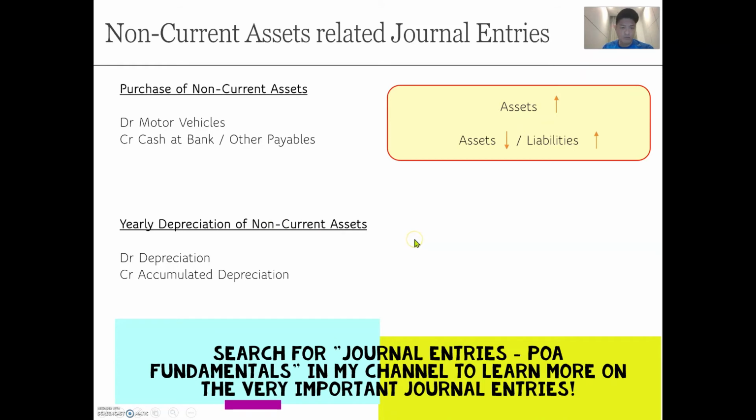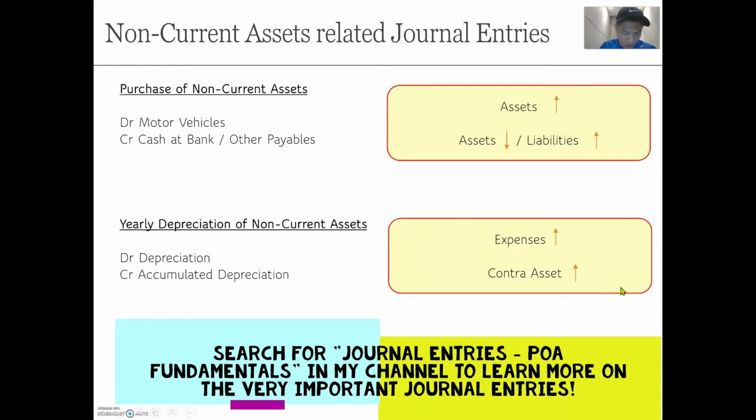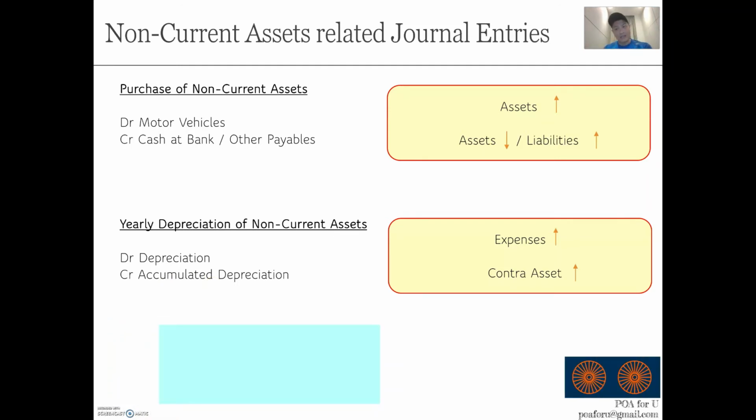Now, yearly depreciation charge on non-current asset. This is key. You need to remember that. This one is debit depreciation, credit accumulated depreciation. Depreciation is always an expense. So if an expense goes up, you debit it because it's debit in nature. Accumulated depreciation is a contra asset type of account. So an asset is debit in nature and a contra asset is the opposite, so it's credit in nature. So whenever you charge a new depreciation to your financial statements, your expenses will go up and this accumulated depreciation will go up as well. Debit depreciation and credit accumulated depreciation respectively.